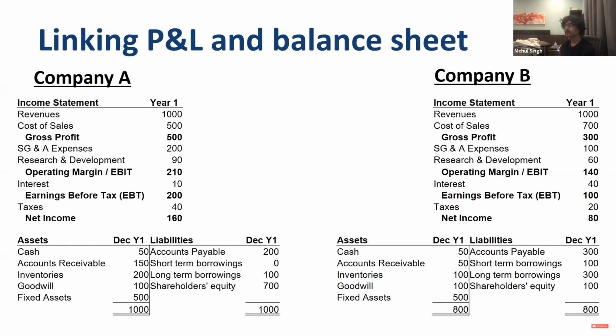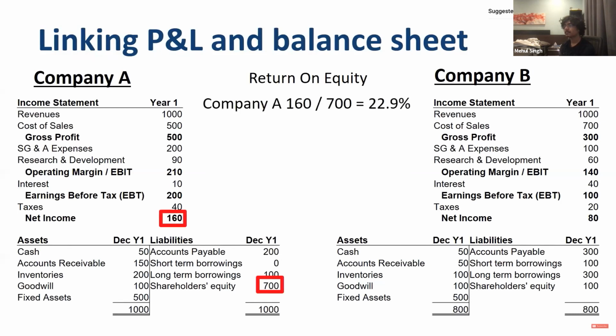Let's start with a big picture financial ratio called return on equity, which is net income divided by equity. For Company A, 160 divided by 700, which is 22.9%. For Company B, 80 divided by 100, which is 80%. On the return on equity metric, Company B far outperformed Company A. What is driving that?